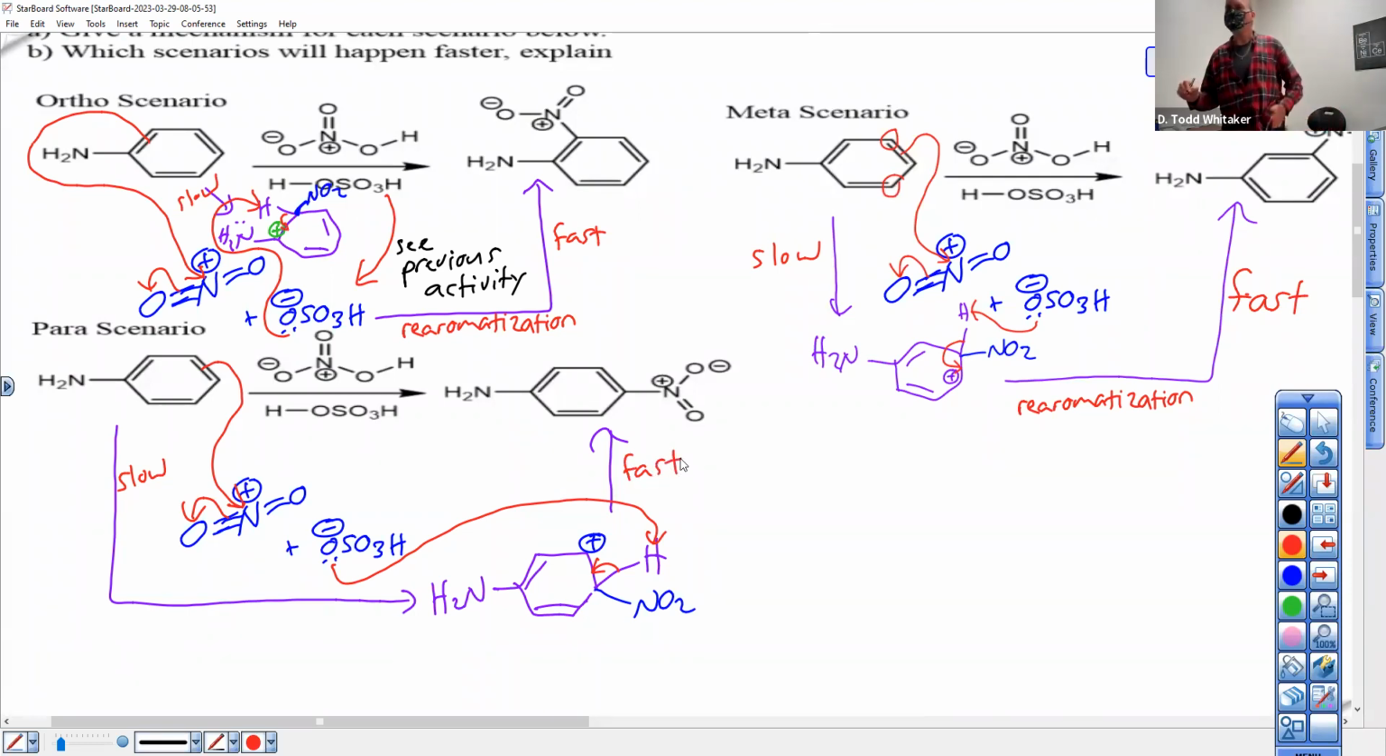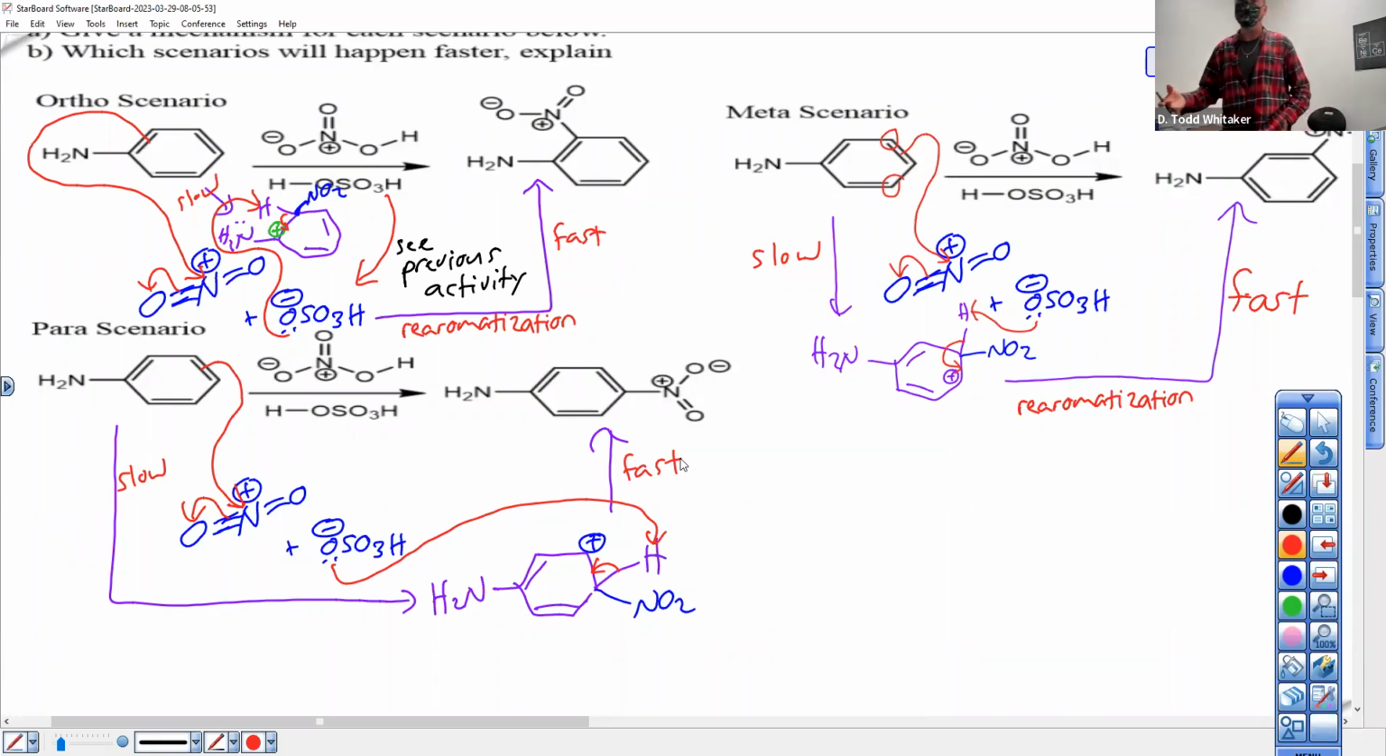What's being ruined in the first step? The special kind of resonance. What's the name of that special kind of resonance where there's 4n plus 2 pi electrons rotating in a circle? Starts with A. Aromaticity. Yeah, you're losing aromaticity. This is not cool. That's very unstable. So slow.